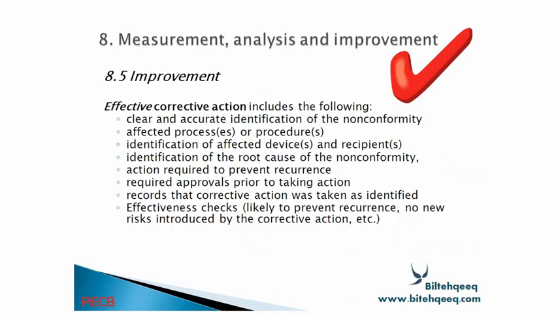Effective corrective action includes the following: clear and accurate identification of the non-conformity, affected processes or procedures, identification of affected devices and recipients, identification of the root cause of the non-conformity, action required to prevent recurrence, required approvals prior to taking action, and records that corrective action was taken as identified. Effectiveness checks include: does it prevent recurrence, and is no new risk introduced by the corrective action. So every corrective action you are going to take must be effective.